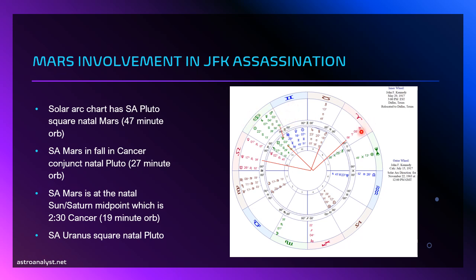Then finally, you have a solar arc Uranus here at 8 Aries, squaring that Pluto at 316. And then, of course, because it's involved with this solar arc Mars, that's all activating this particular configuration as well. So quite an ominous chart for JFK.